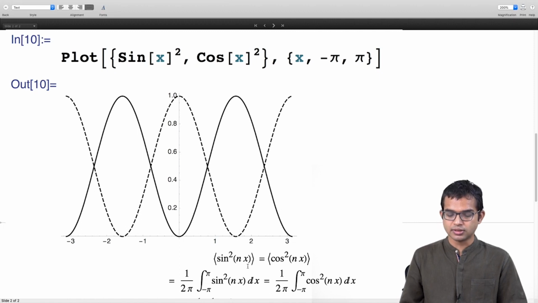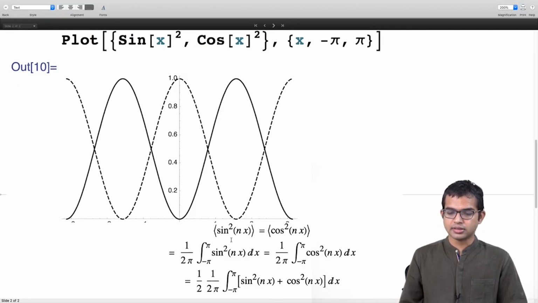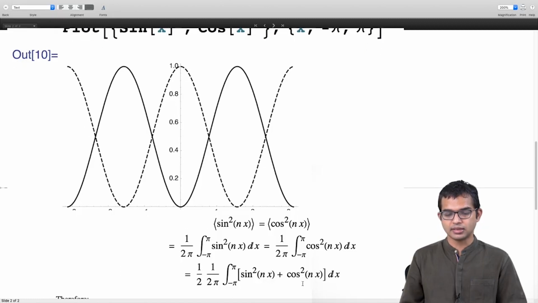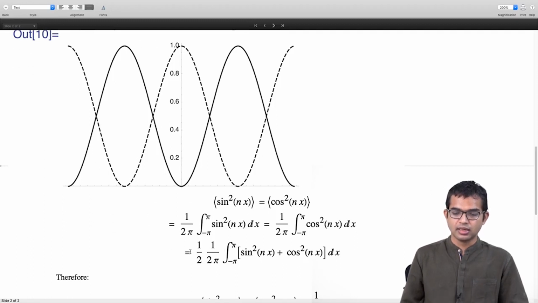So if I do this, then I will see that, in fact, since this quantity is equal to this quantity, I can just add the two and then divide by 2. So it's half of 1 over 2 pi integral from minus pi to plus pi of sine squared of nx plus cosine squared of nx dx. But this quantity is nothing but 1, right? So therefore, I'm going to get just a half.